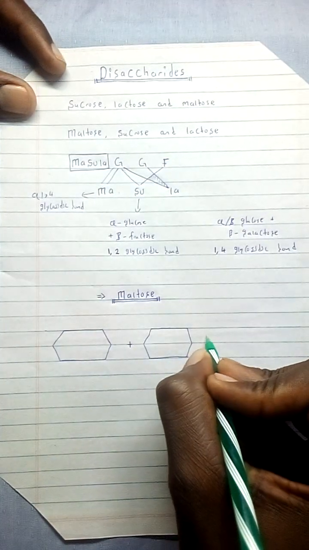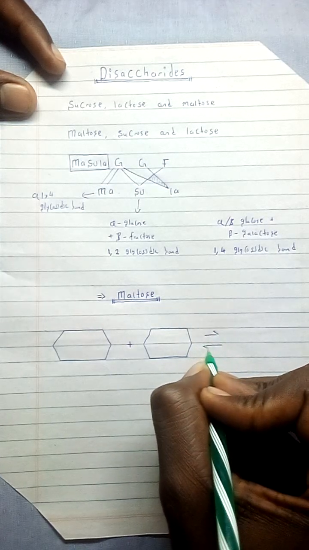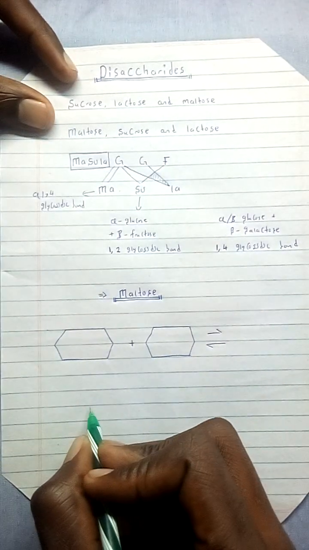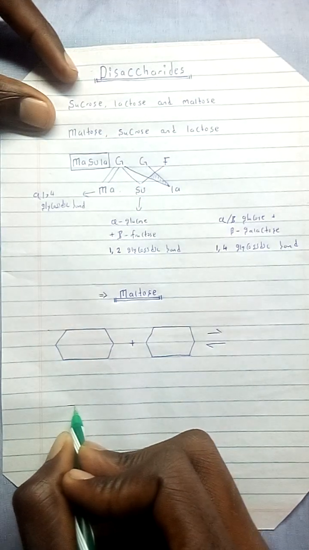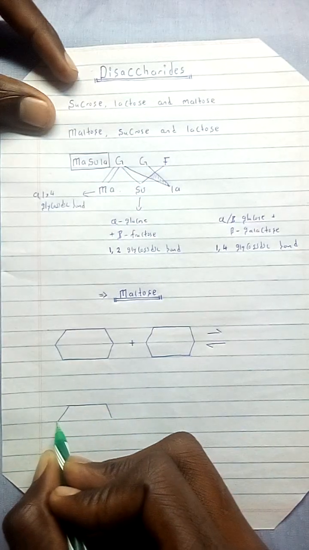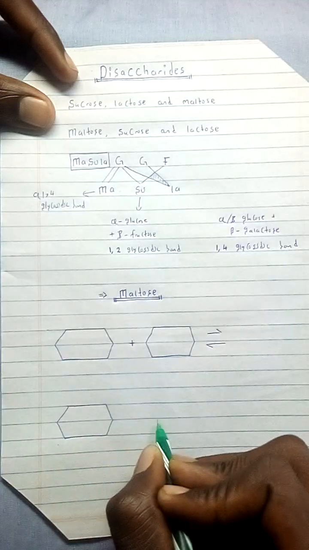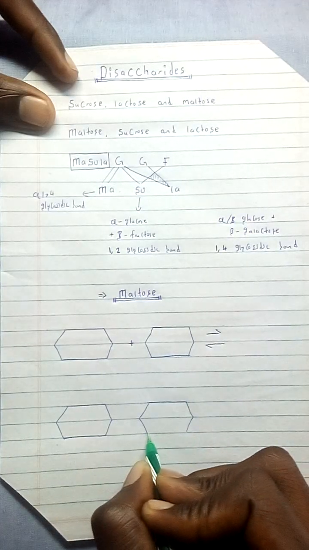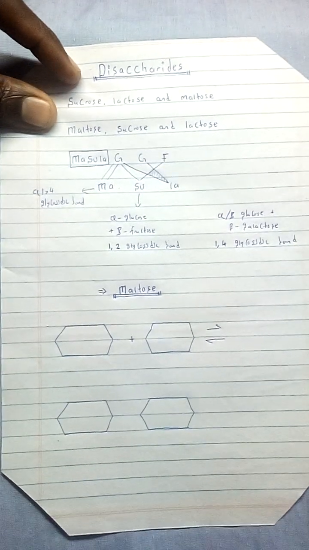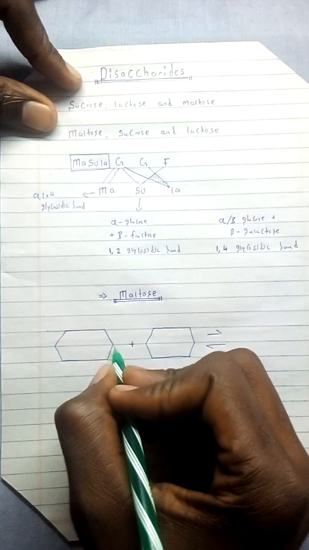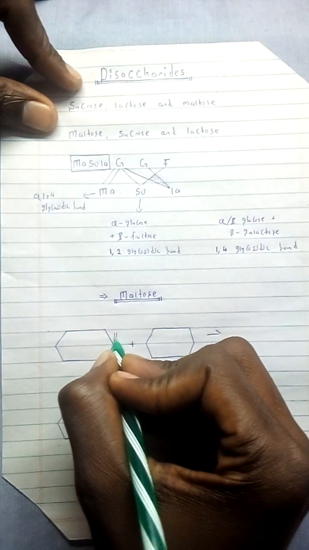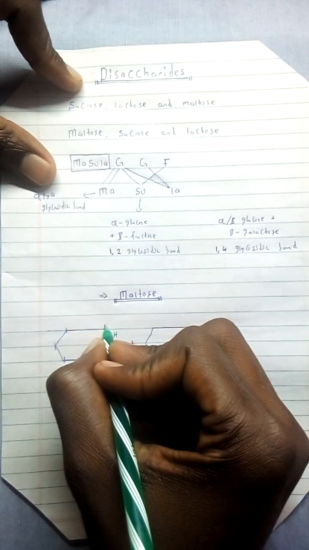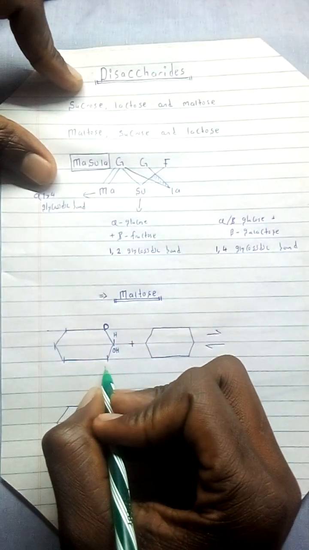And this is a reversible reaction to form this. Alright, guys, since this is an alpha glucose, the OH will be down there. As you can see, here you have got the oxygen.